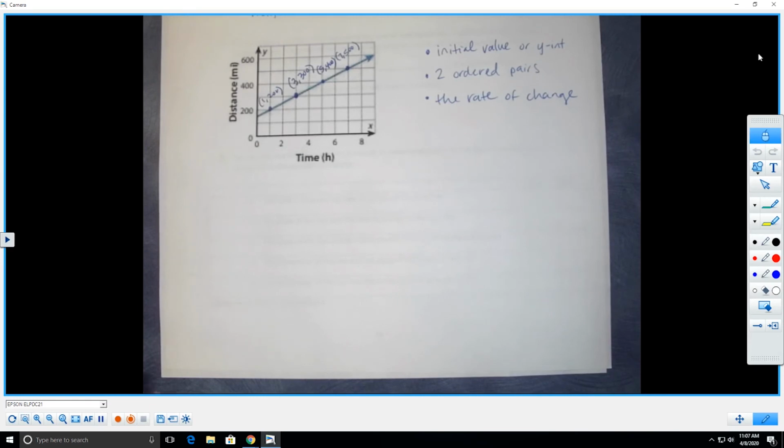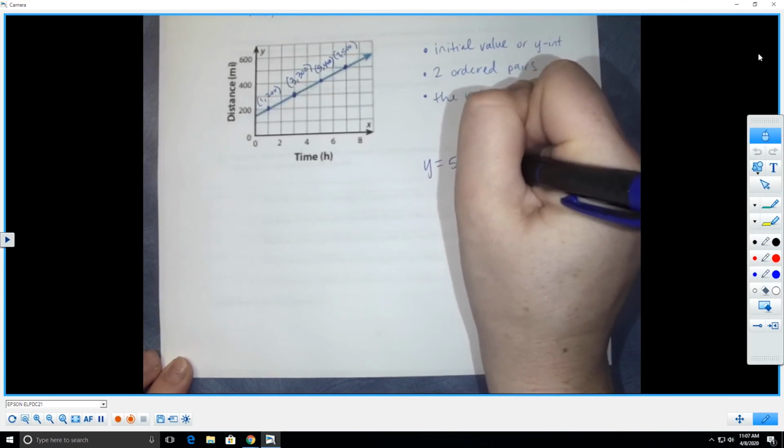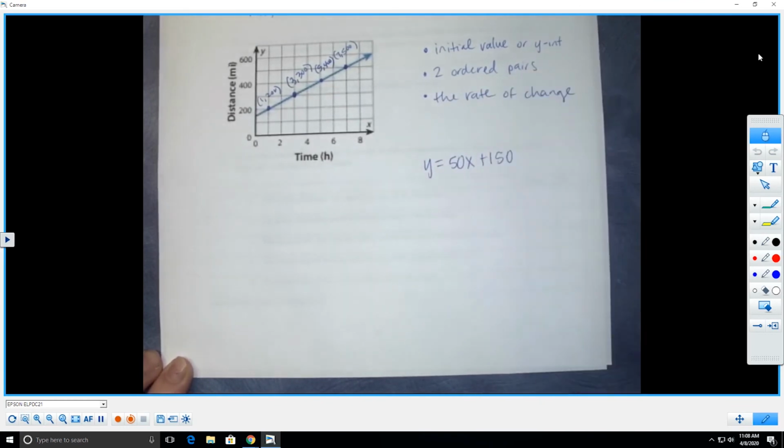Now, this is the final equation that I came up with. y equals 50x plus 150. Did you get the same? If you didn't, let's go back and check your arithmetic. If you did, then great. I'll walk through the steps now.